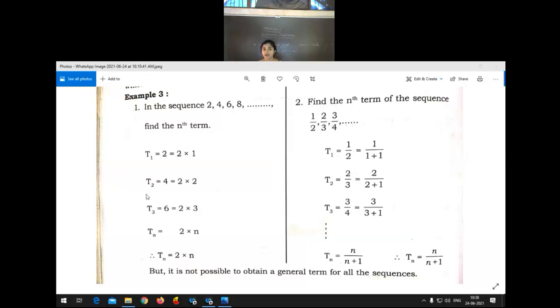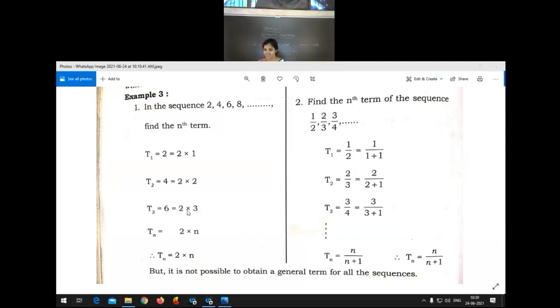So now here the first term T1 is 2, in the sense we can write 2 into 1. Yes, we can write 2 into 1. Now T2, the second term, is 4. How can we write it? We can fix this 2 as a constant number. Then 2 into 2, 2 2s are 4. Then T3 is equal to 6. Then the common number is 2.